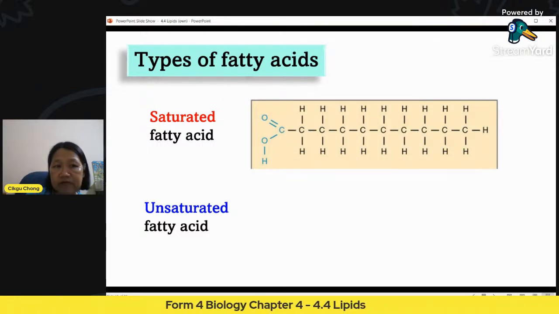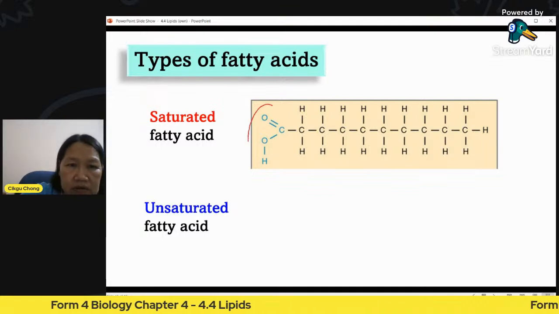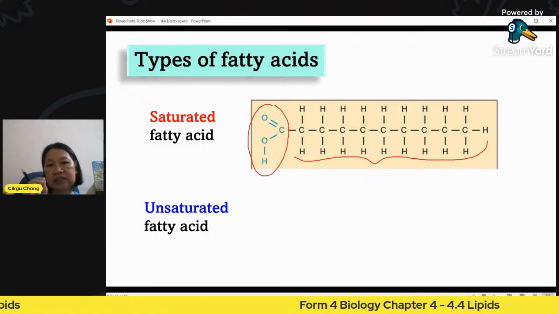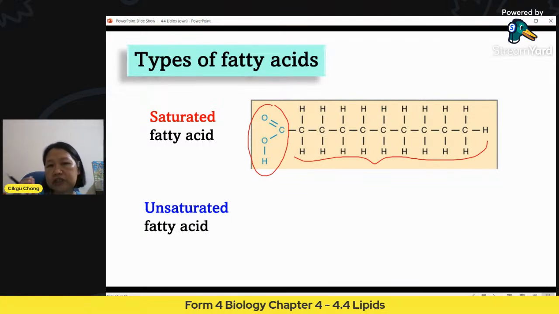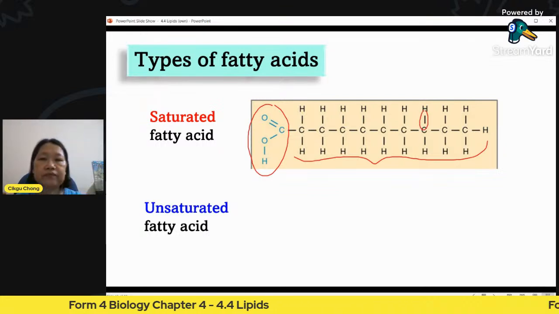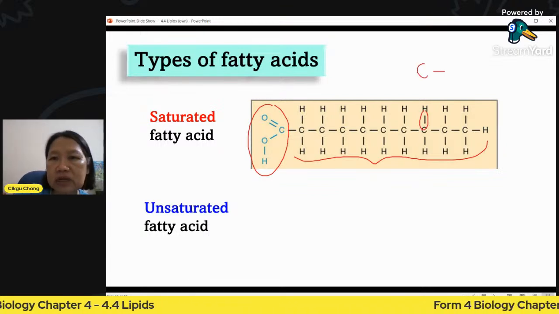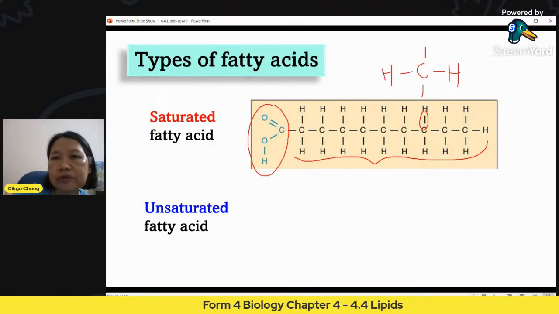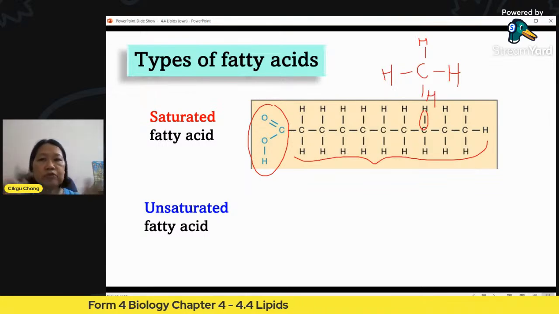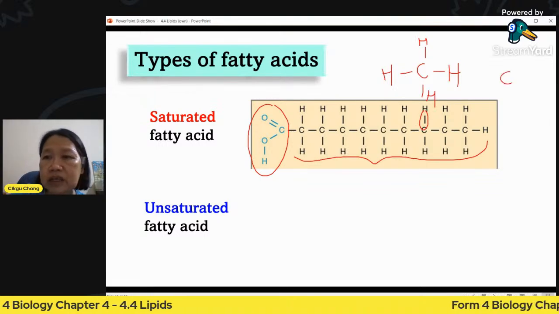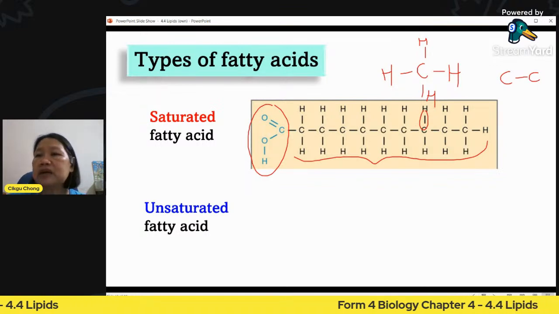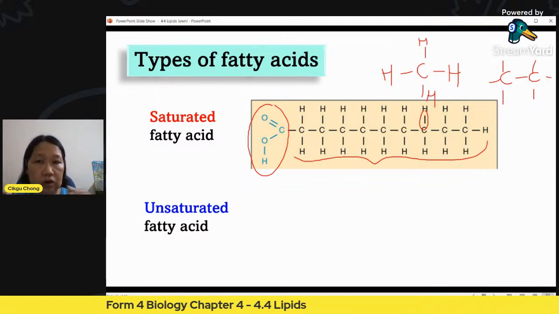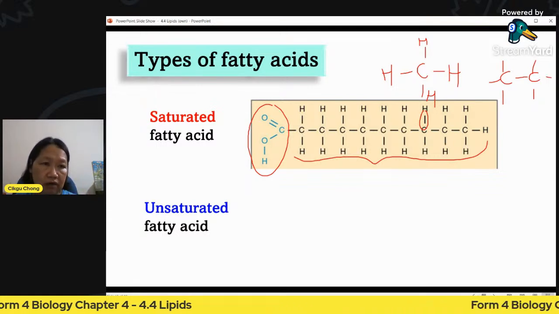A saturated fatty acid will have the carboxylic group here, and the long hydrocarbon chain here. You can see that all of the bonds in this hydrocarbon chain are single bonds. Carbon can take a maximum of 4 bonds. If you put a hydrogen here, and here, it's already saturated. You cannot put in a 5th bond. So for the carbons along the chain, it's already saturated. You can't add any more molecules into this fatty acid.